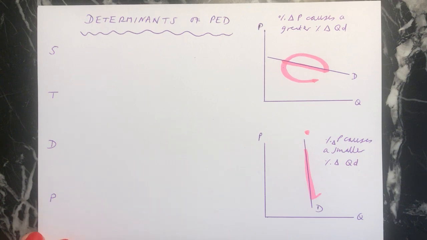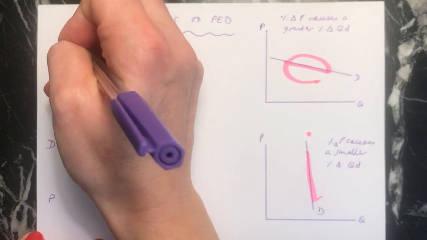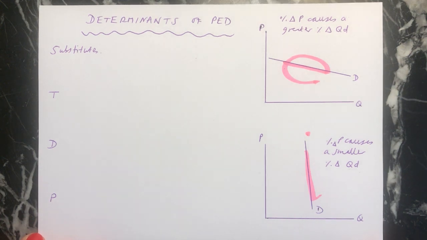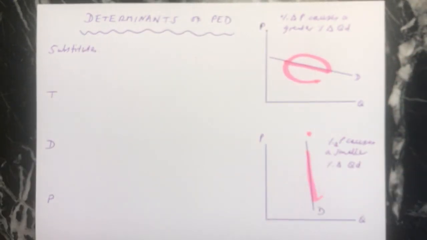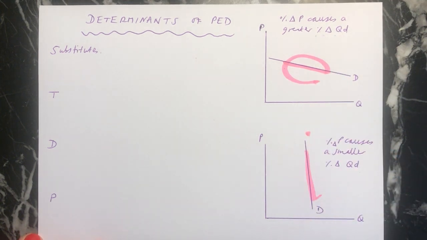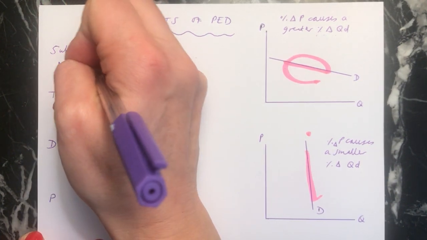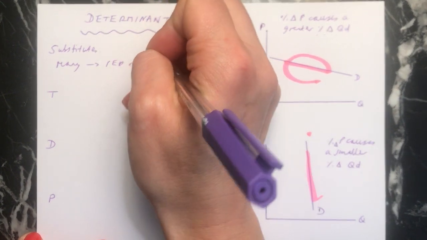And a way of remembering it is with this acronym, STDP. The first one stands for substitutes. So whatever product you're looking at, you're trying to see whether a change in the price is going to have a big impact on your quantity demanded. So if it's very elastic, moves a lot, then it will have a greater percentage change impact on your quantity demanded. If there are many substitutes for something, this will make your PED more elastic.